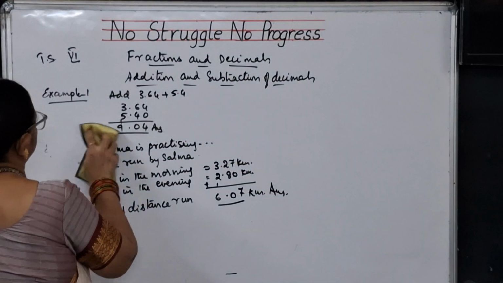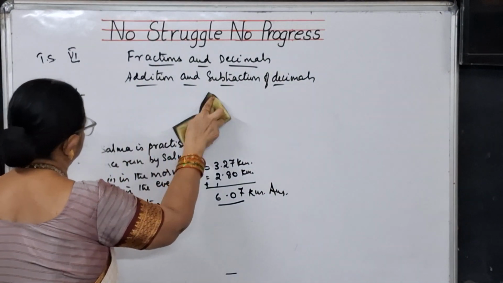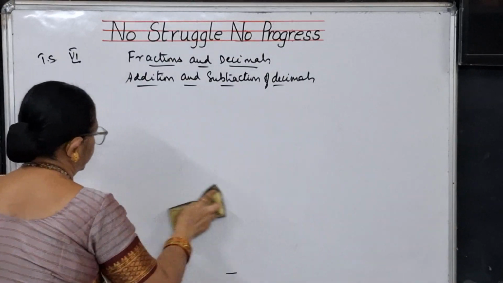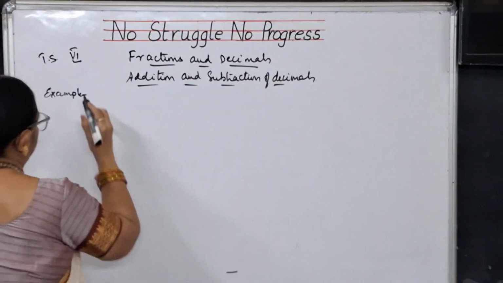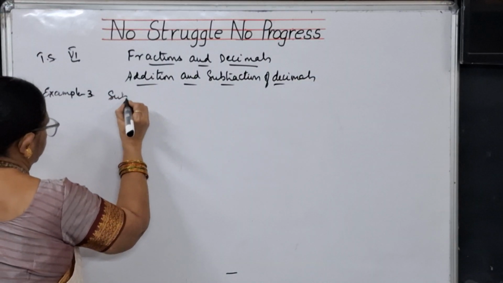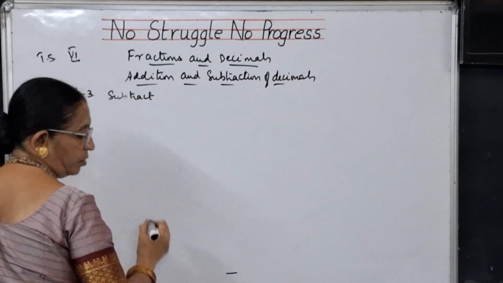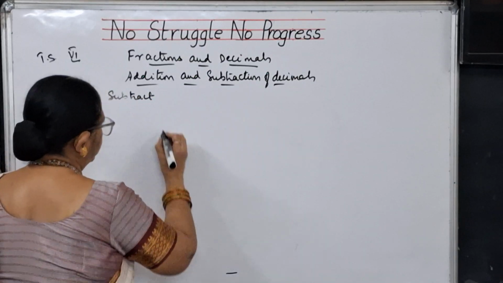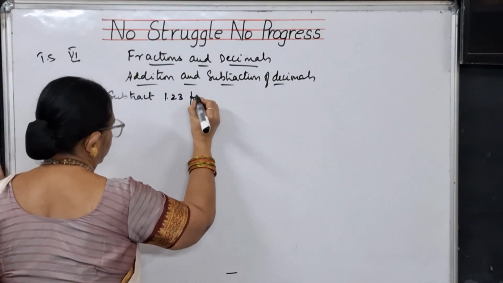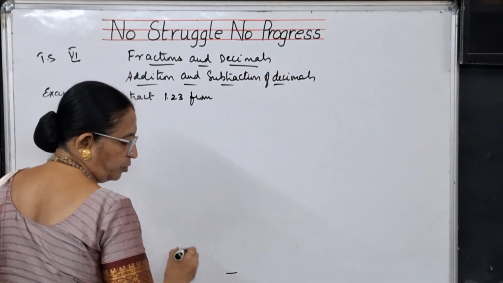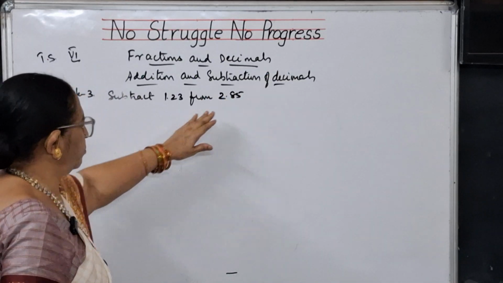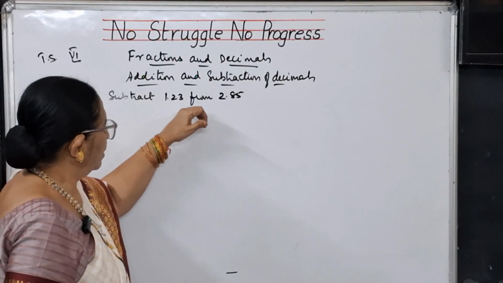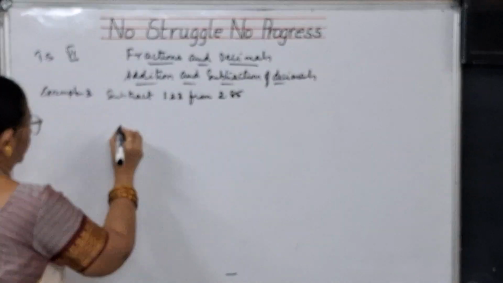Now we will see example 3. Subtract 1.23 from 2.85. After from, you have to take this number. First you have to take this, then this. From 2.85. So write first 2.85.